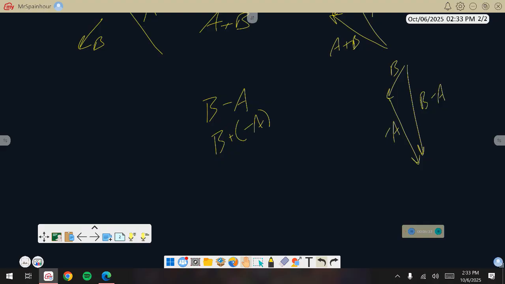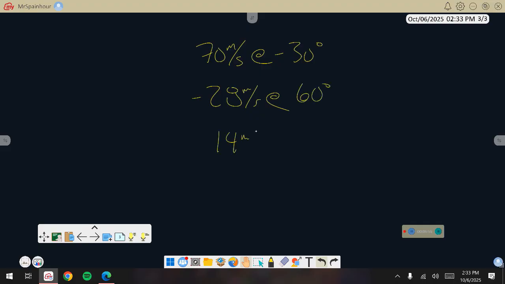All right, so let's do this. I'm going to give you 3 vectors, and I'm going to see what you guys can do to add this yourself. So here they are: 70 meters per second at negative 30 degrees, negative 28 meters per second at 60 degrees, and 14 meters per second at 0 degrees.